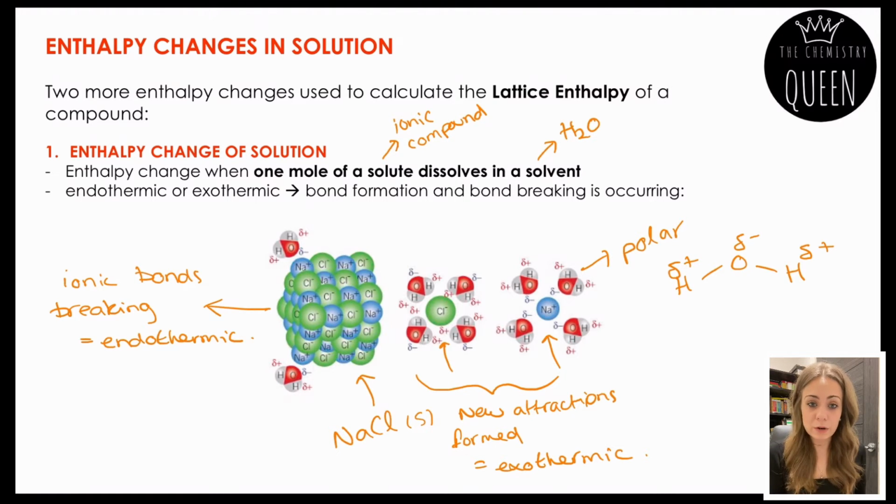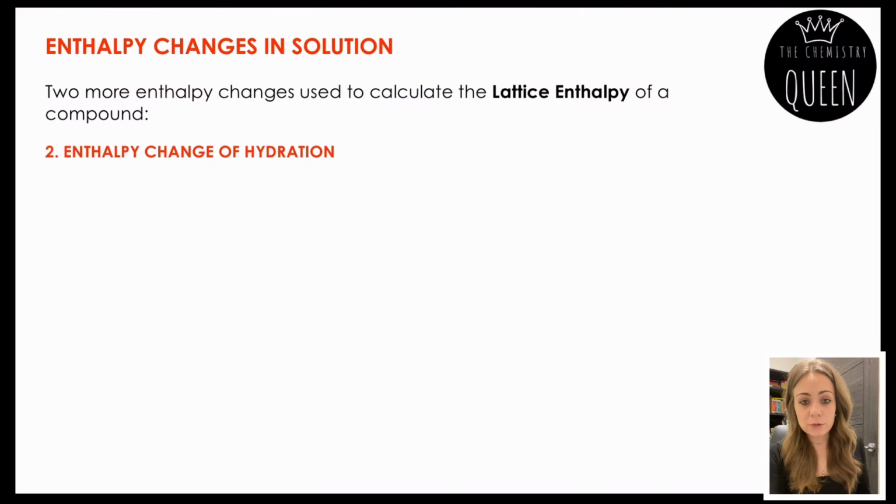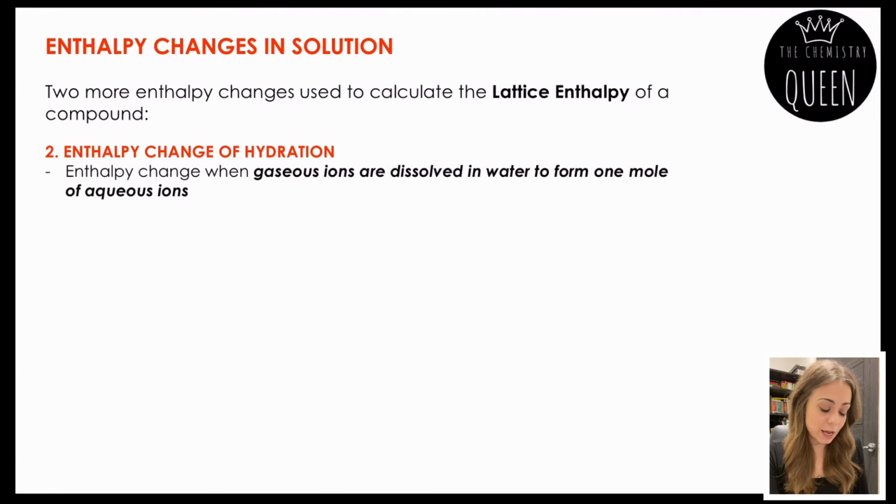It will all depend on how much energy is released when forming these attractions and how much energy is taken in when breaking down the ionic bonds in the compound. So that's enthalpy change of solution. The second enthalpy change that will allow us to construct this cycle is enthalpy change of hydration. And this is when we take ions that are in the gas state and we dissolve them in water to form 1 mole of aqueous ions.